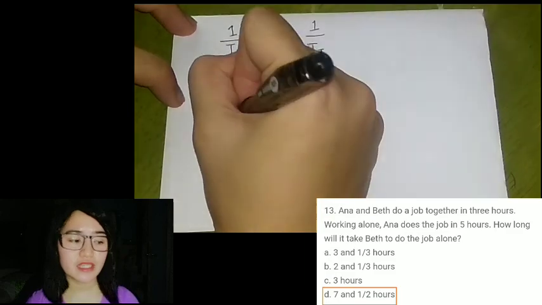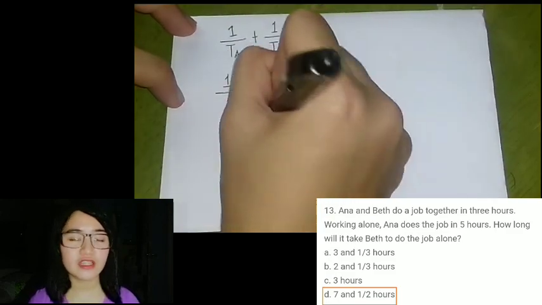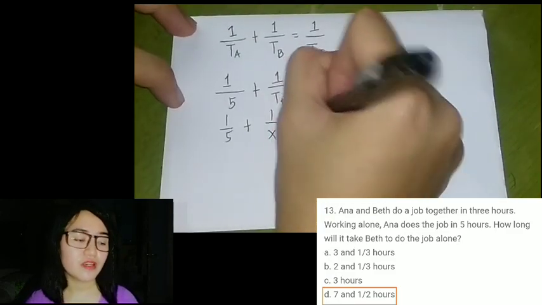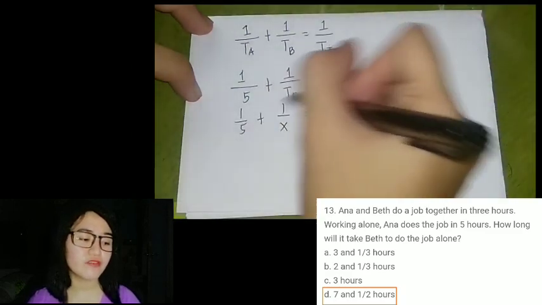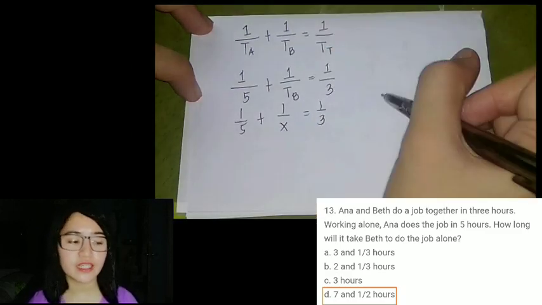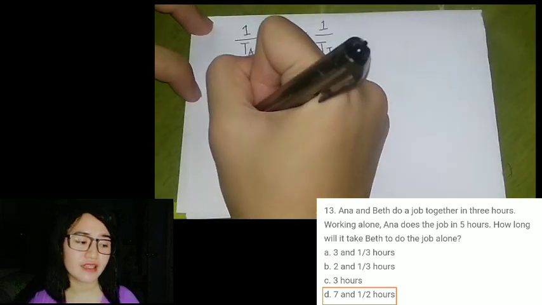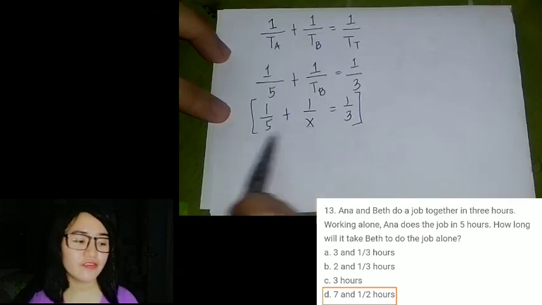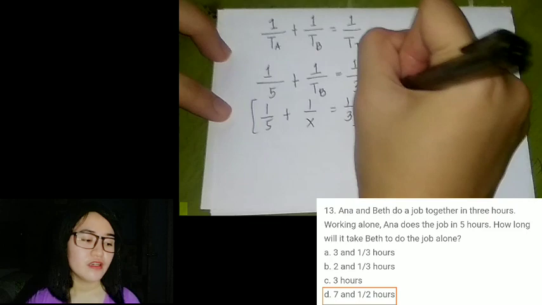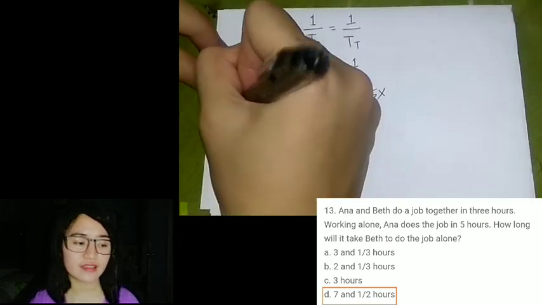So, para mas madali, gawin natin t sub b, gawin natin siyang x. So, ang equation natin, 1 over 5 plus 1 over x is equal to 1 over 3 or 1/3. And then, diba kapag may denominator tayo, kailangan makancel natin muna yung denominator para mas madali yung process natin. So, kunin natin yung LCD ng 5, ng x at ng 3. So, ang LCD nila is 15x.